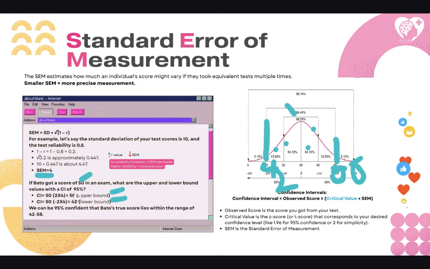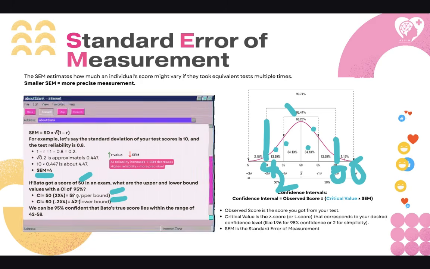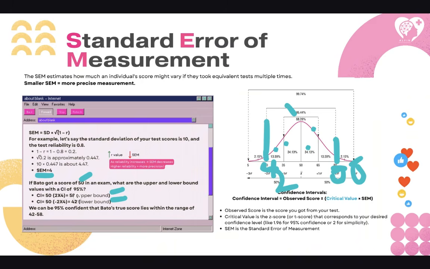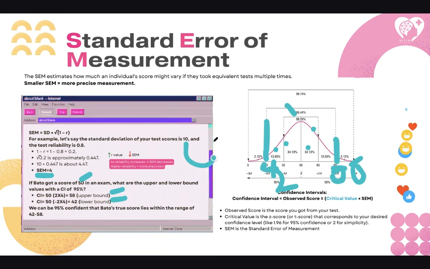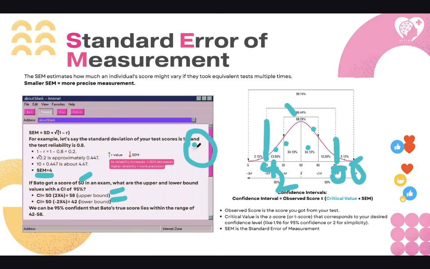Okay? So, CI in short is basically just saying, we're not sure. We're not sure what the exact number is for his reading ability score, or for Bato's reading ability score. Okay, so Bato? We're not sure. But we estimate that around this range, around 42 to 58, lies his true score. I hope that's clear, no? I simplified this stuff for you.